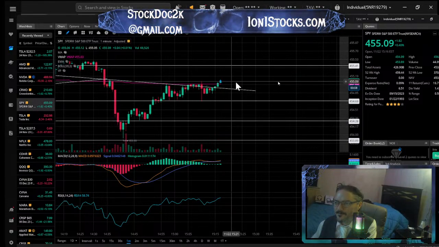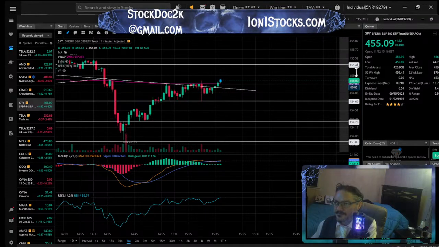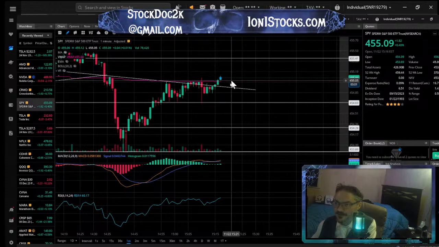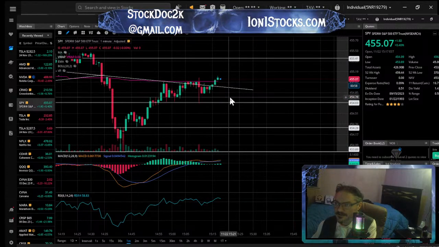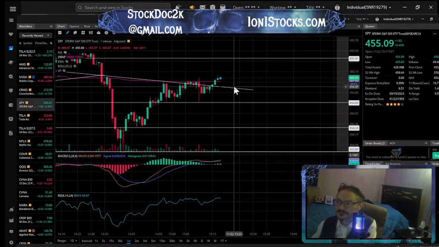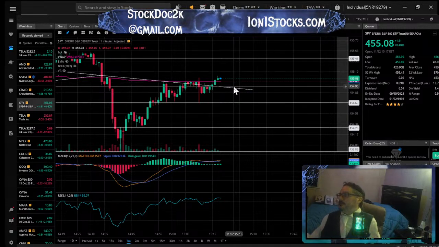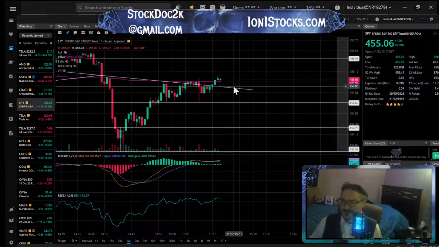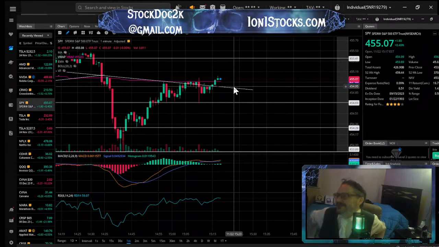All right, now we broke the VWAP. We're coming back to it. If this holds, we look at 455.41. If it breaks, we should see a nice run all the way down. Sometimes boring doesn't mean successful trading. Sometimes boring just means bored.